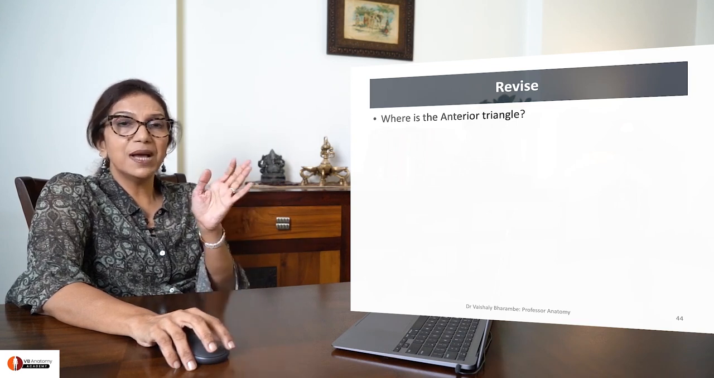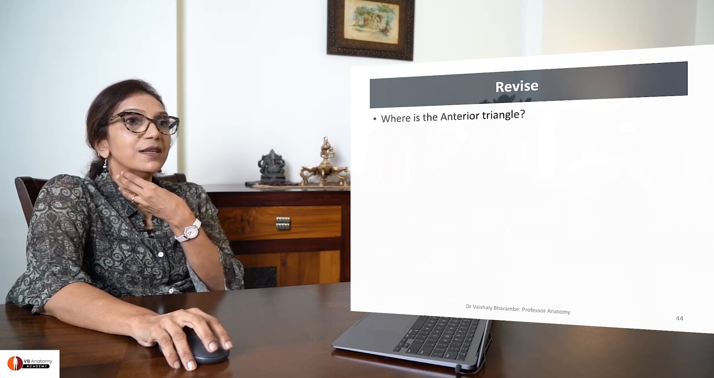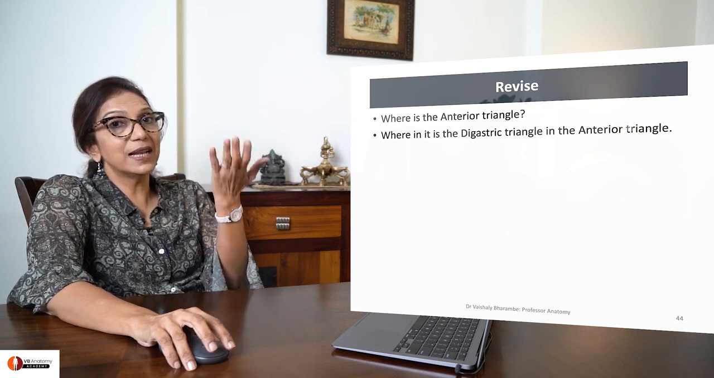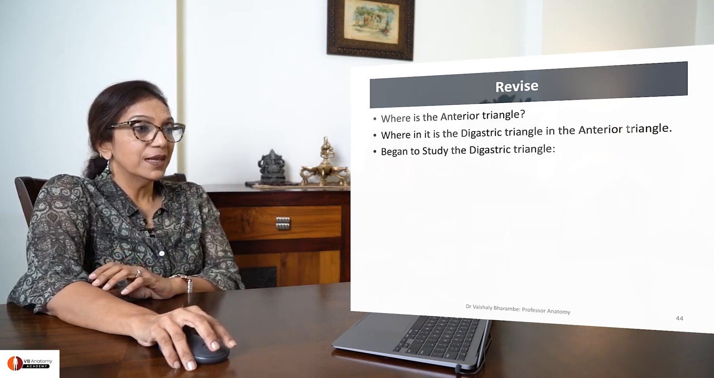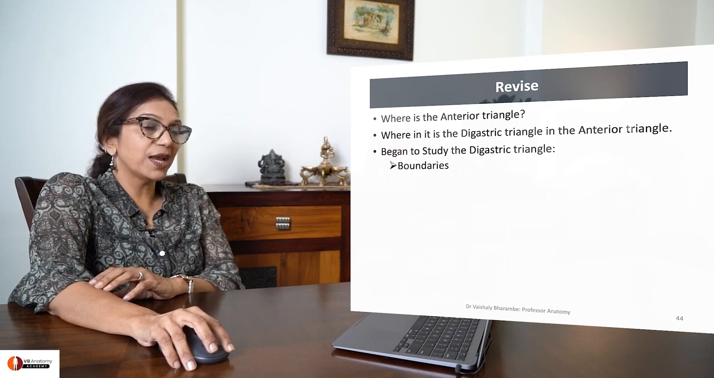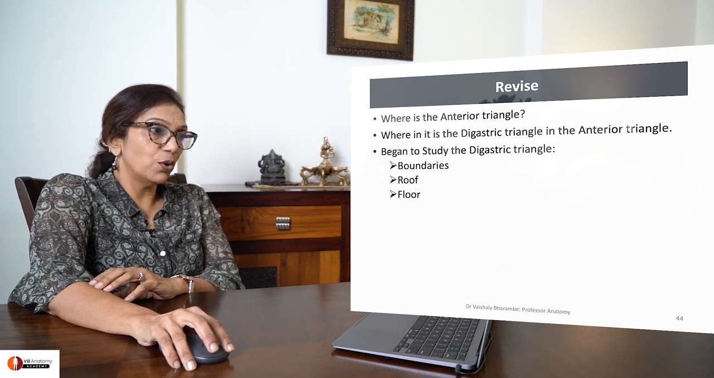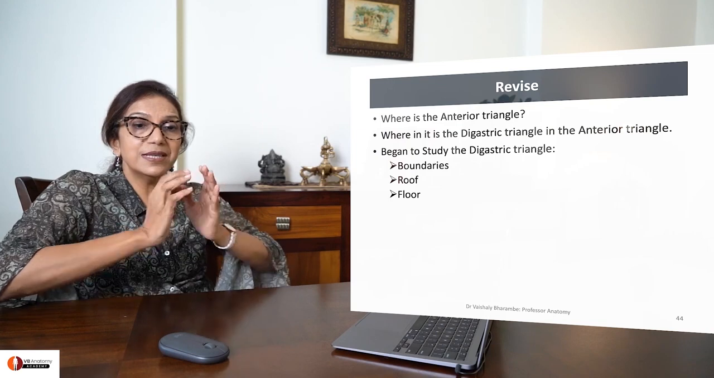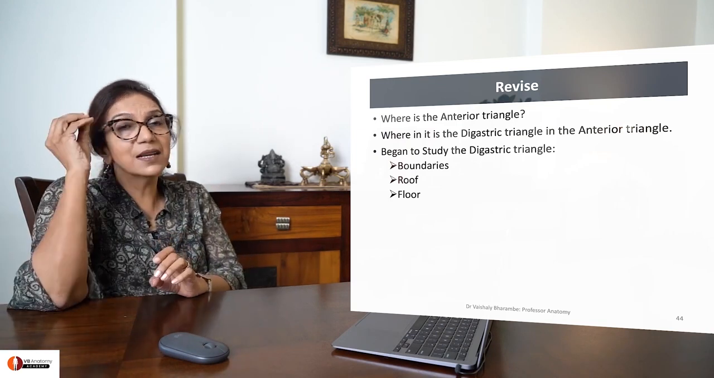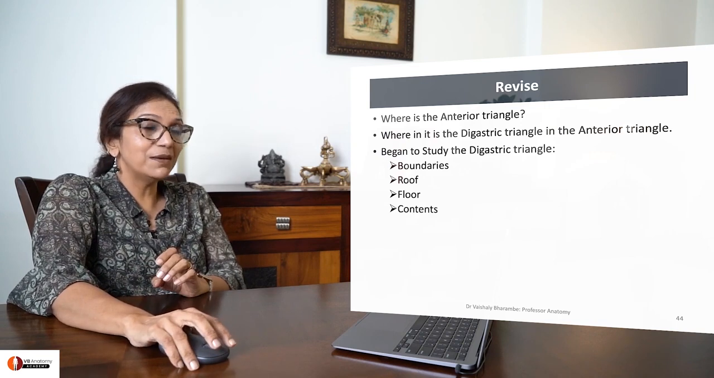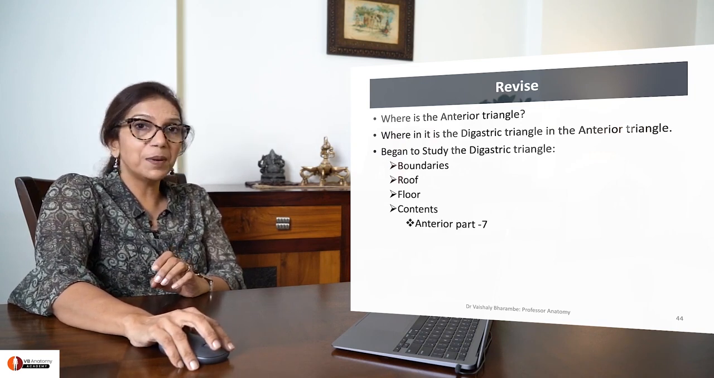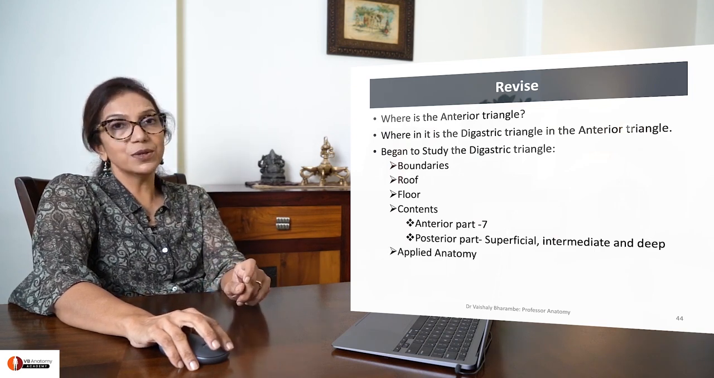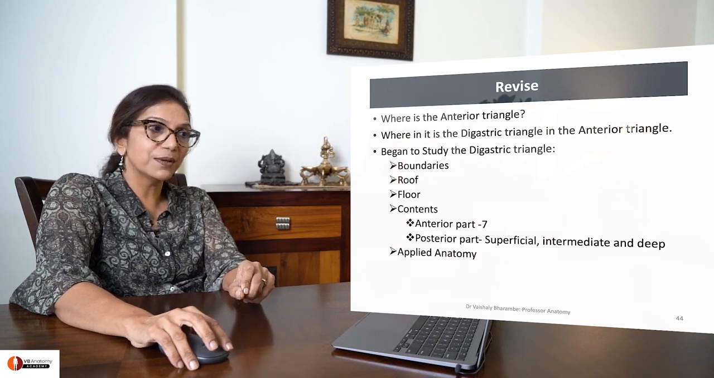Now let's revise by asking ourselves, how did we begin? We brought ourselves into the anterior triangle. Then we divided the triangle to understand where is the digastric triangle in the anterior triangle. Then we talked about the digastric triangle as boundaries, roof, floor. Remember the floor, we did an exercise, mylohyoid, hypoglossus, middle constrictor. Simple things create physical memory. Okay. Then we talked about the contents as anterior part 7 contents, posterior part superficial, intermediate and deep. And of course, we also added a bit of applied anatomy to it.